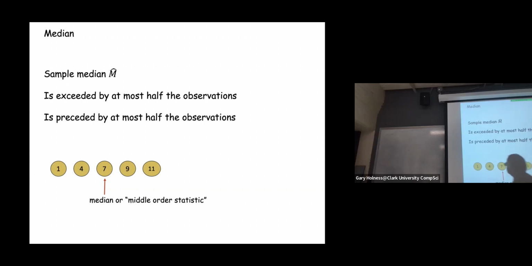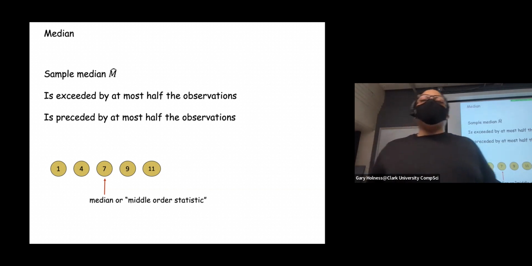Now, if we look at this, half of 5 measurements, that's 2.5, you can round it down to 2. It's smaller than 2 measurements. At the same time, it's larger than 2 measurements. That's exactly the sample median, denoted by M hat.